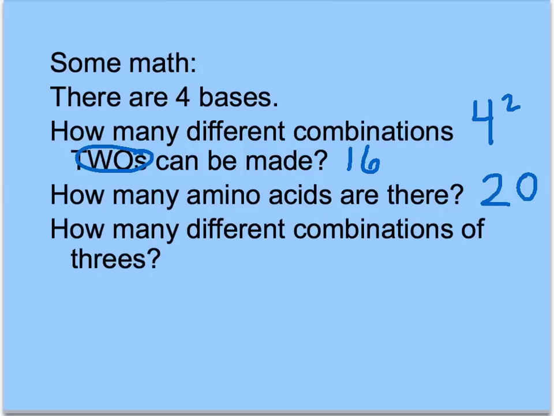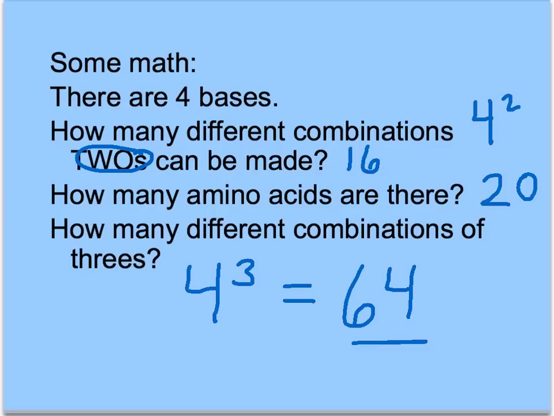So how about different combinations of 3s? Well, there are 4 bases, so we can arrange them into 64 different combinations of 3s. And clearly this would be enough different codes to code for the 20 different amino acids, and in fact it seems like way more than enough, but as we'll see, it's kind of a good thing that there are some extra ways to code for the different amino acids.